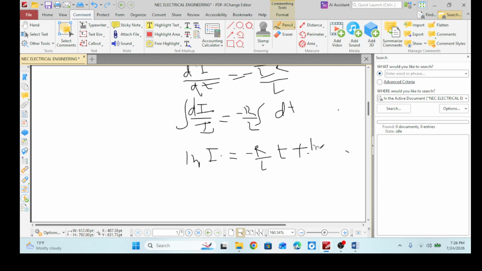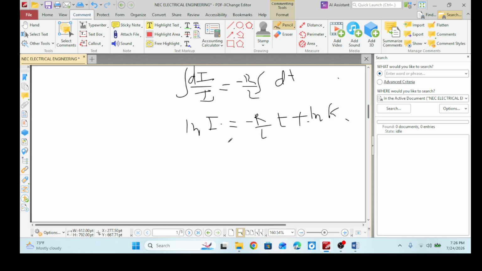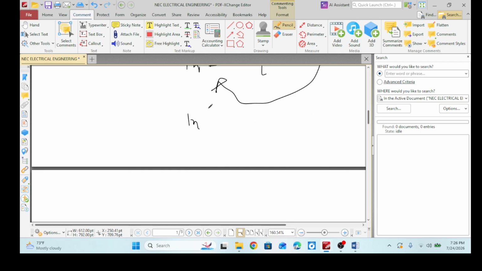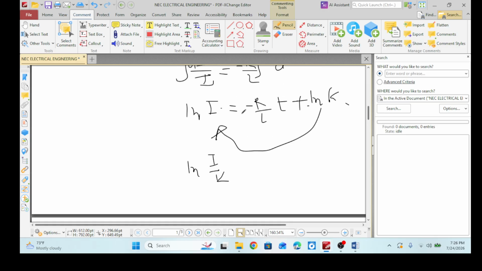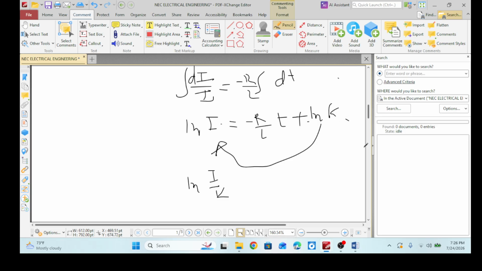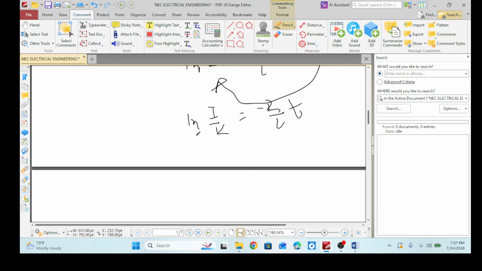In the ln form, that is ln k. Now let's move this k to this side. We get ln I by k, because ln I minus ln k would be ln I by k, and minus R by L upon t. Now we apply exponential on both sides. We get I upon k is equal to minus R by L times t.